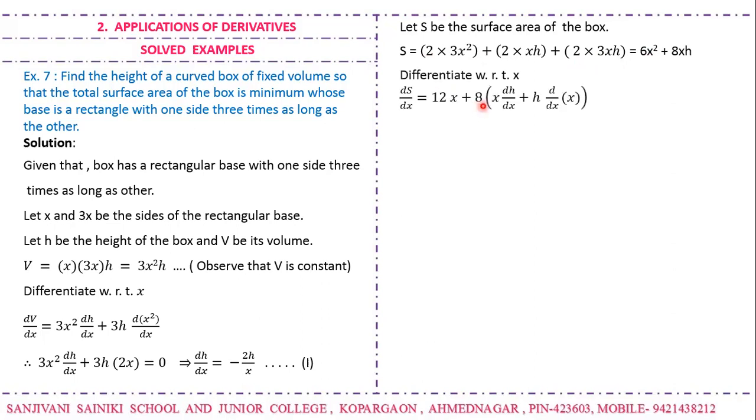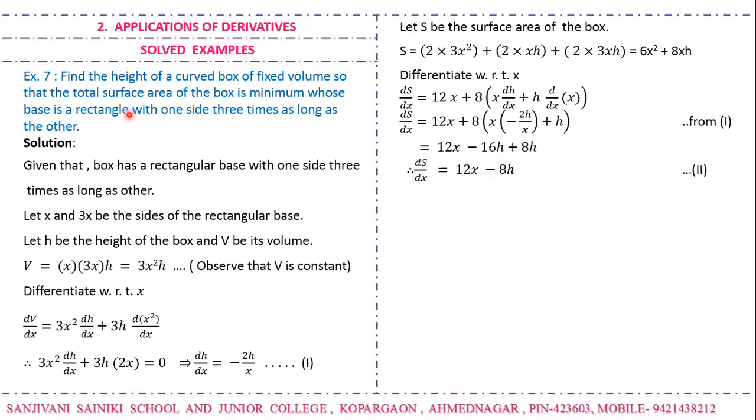Now differentiate with respect to x, we get dS by dx is equal to this equation. Now we will put dh by dx is minus 2h upon x in this equation, and then simplify. You will get 12x minus 16h plus 8h. This is the dS by dx. Now what they asked, the total surface area of the box is minimum. So for this surface area to be minimum, the dS by dx must be equal to 0, and dS by dx is equal to 0 implies we get the height of the box is 3x upon 2.